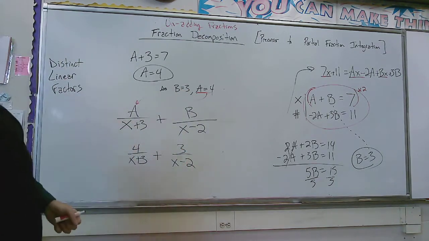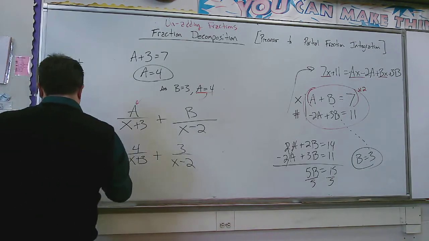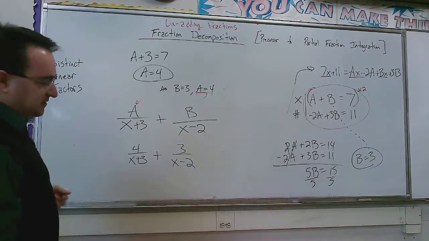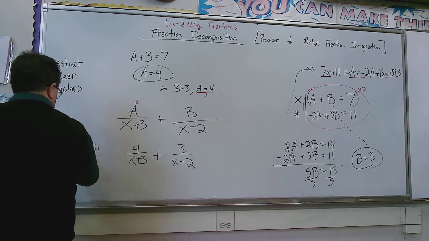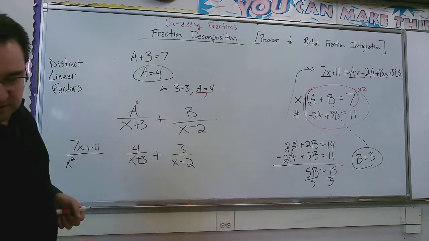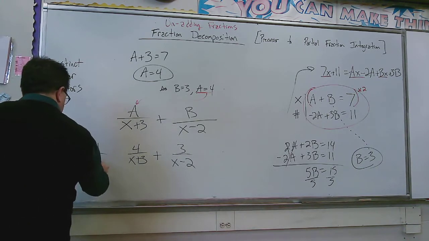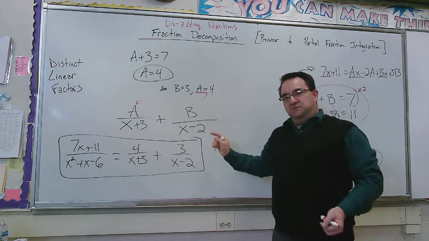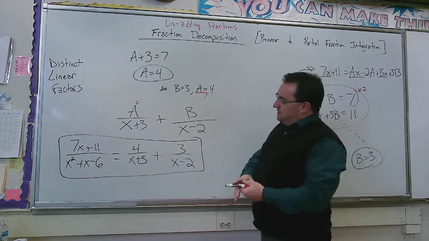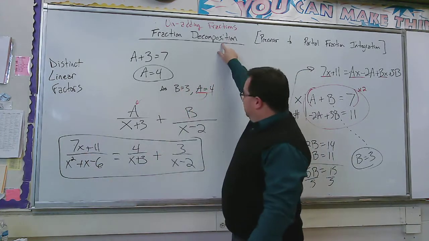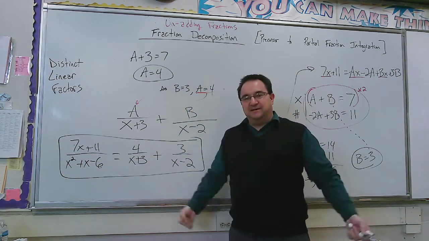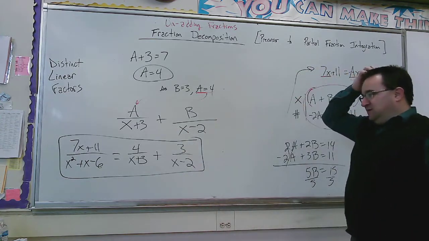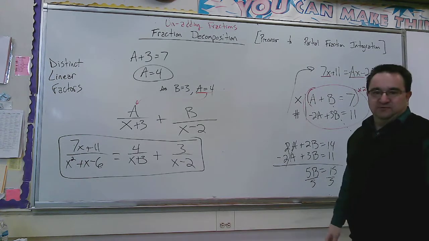So my original fraction, which I believe was, no, not that, 7x plus 11 over x squared plus x minus 6, is equal to those two fractions. What I did is I took a fraction and I decomposed it into the two things that make it up. I unadded the fractions. I know that that's kind of weird, but you got to get through your first example before you get through your second.